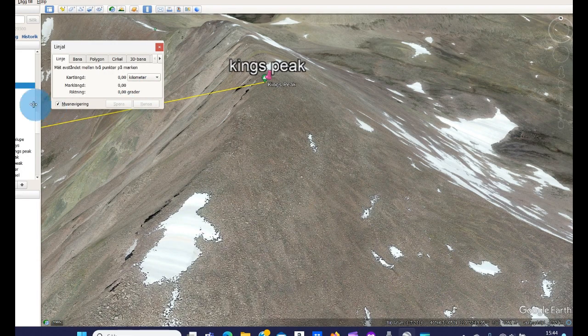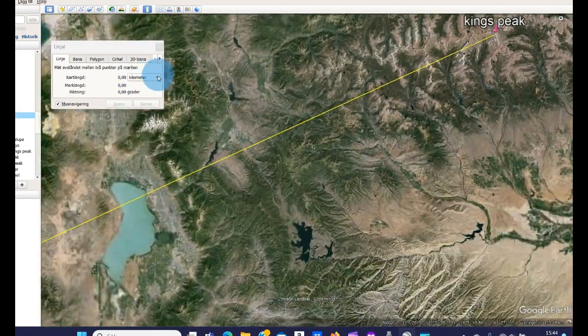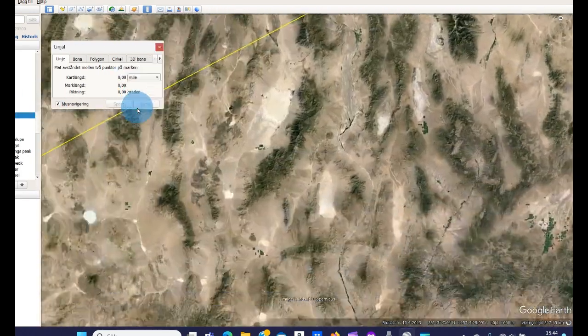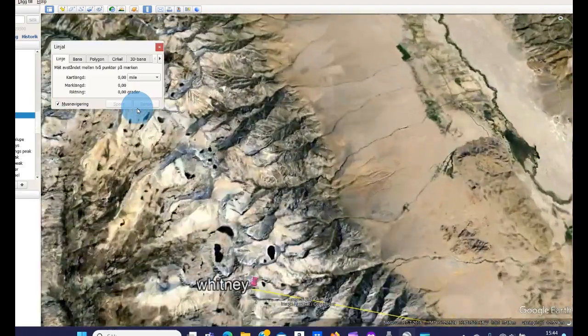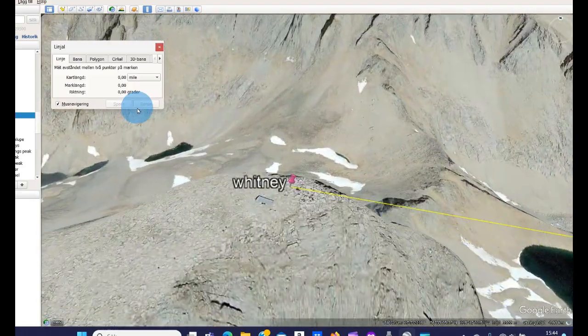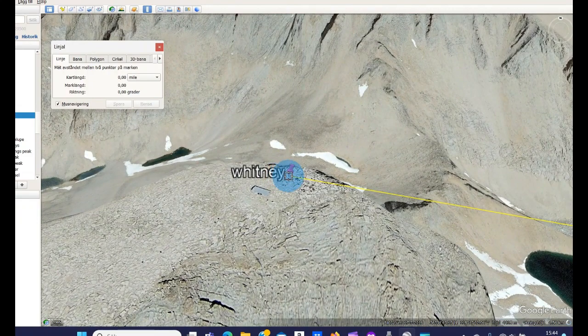So in the next distance here, from Mount Whitney, we're looking for 380.5 miles between Mount Whitney and Humphreys Peak. So let's measure.